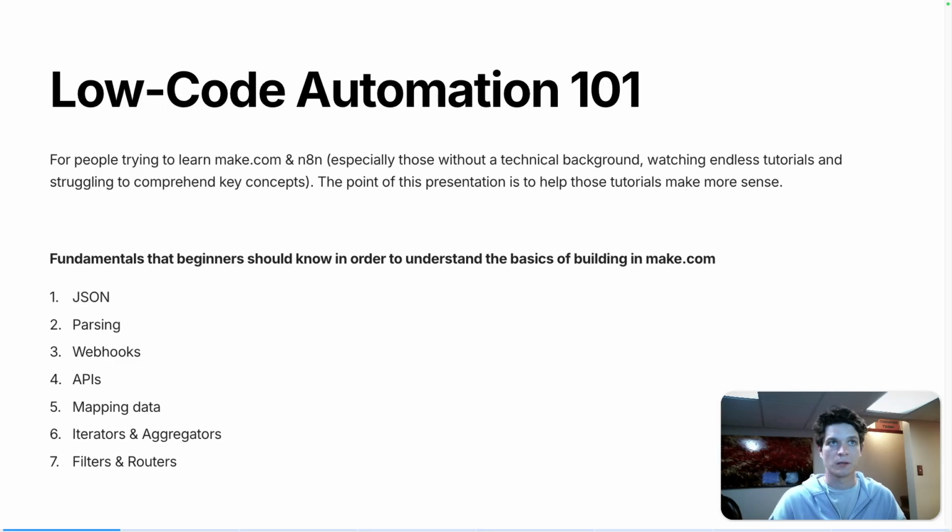So what we're going to cover are these 7 pillars of low-code automation: JSON or JavaScript object notation, parsing data, webhooks, APIs or application programming interfaces, mapping data, iterators and aggregators, and filters and routers.